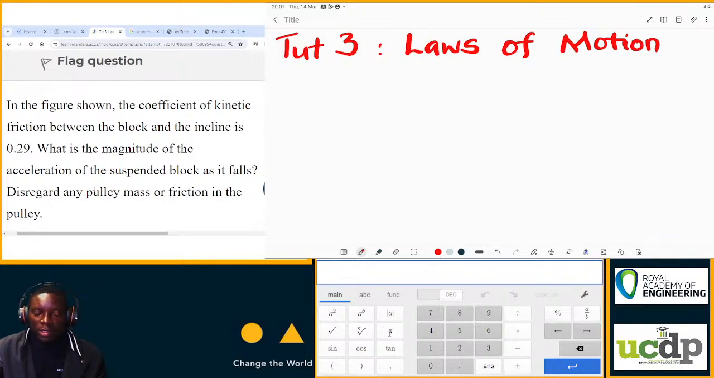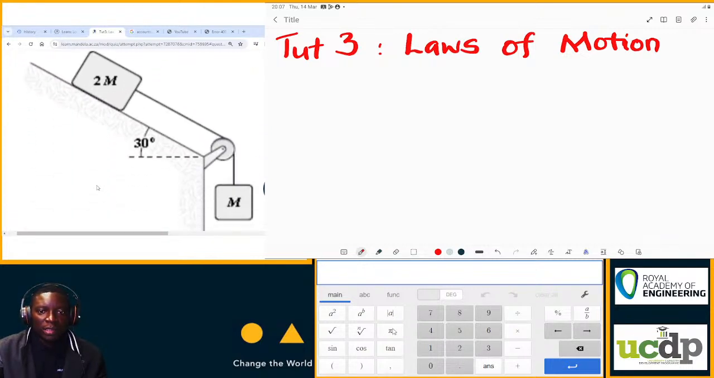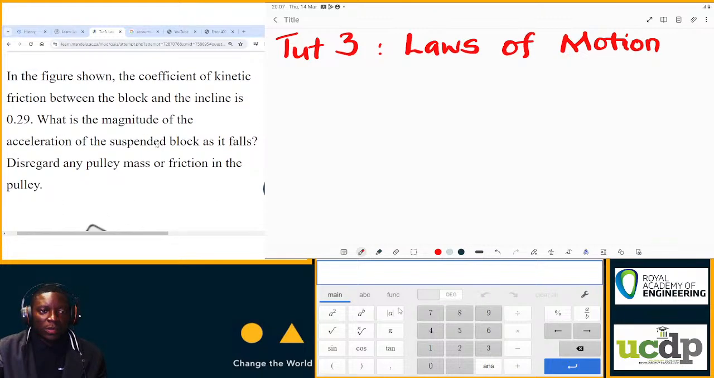So this is the condition given. We are going to neglect friction at the pulley or the mass of the pulley in this calculation. The question is referring to the diagram showing on the screen right now, where we have an incline of 30 degrees from which a 2m mass is pulled down the incline, connected to a hanging mass of value m. The question requires us to find the magnitude of the acceleration of the suspended block.